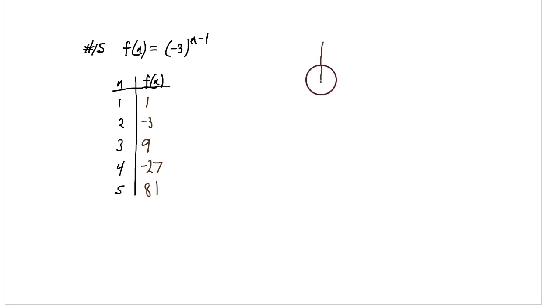Now we're asked to graph this. Again, we want to get to 5 along our n-axis, and we got to get up to 81 on this axis. So maybe this is 80, and then halfway between there is 40, and then halfway in between there would be where 20 is, and so on.